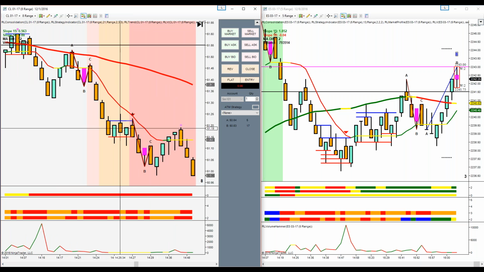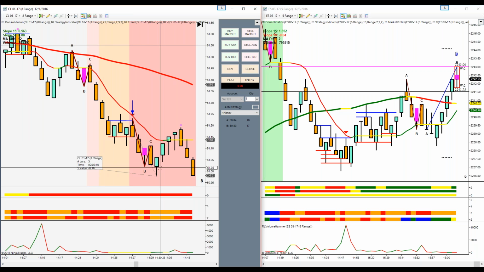And here's a smaller trade right here. This is a retracement candle with a consolidation entry on a transition zone. And you can see this is 16 ticks. Again, not a big trade, but a winner. And you see it meets our criteria.